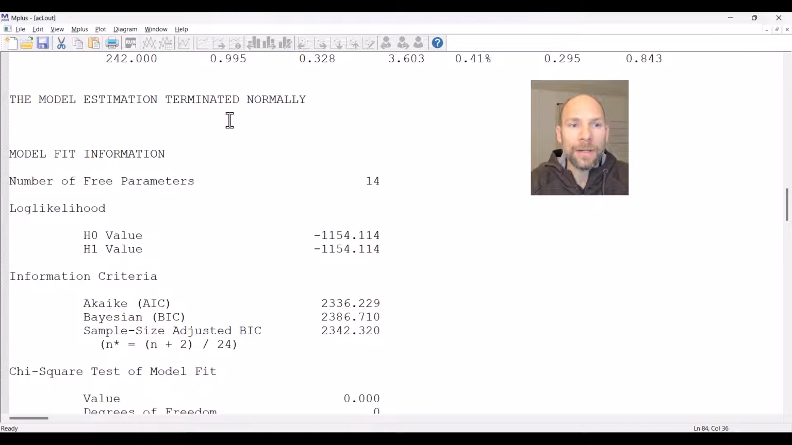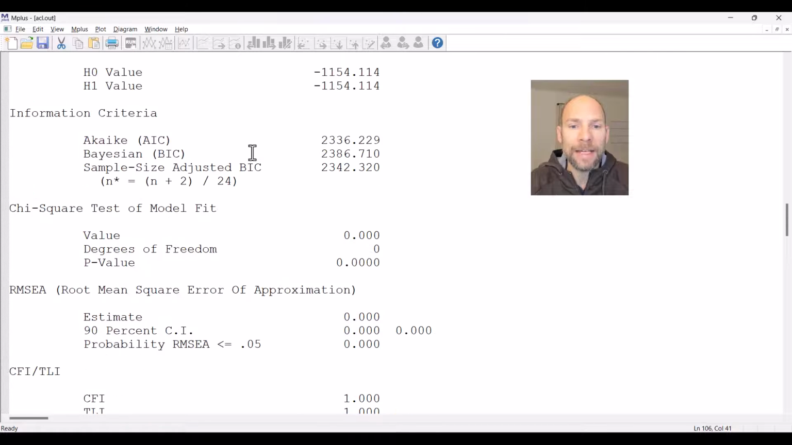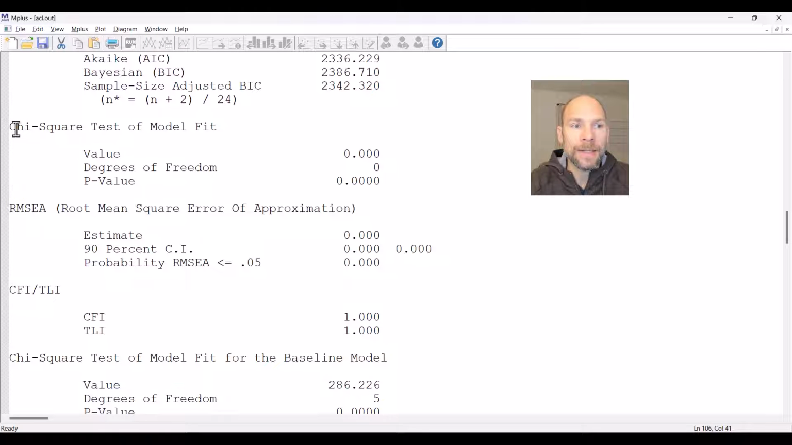When we look at the model fit information section, we first of all can see that the model estimation terminated normally, which is a good sign. So there were no estimation problems here, no improper solutions. And then when we look at the fit statistics, we find that this model is saturated.